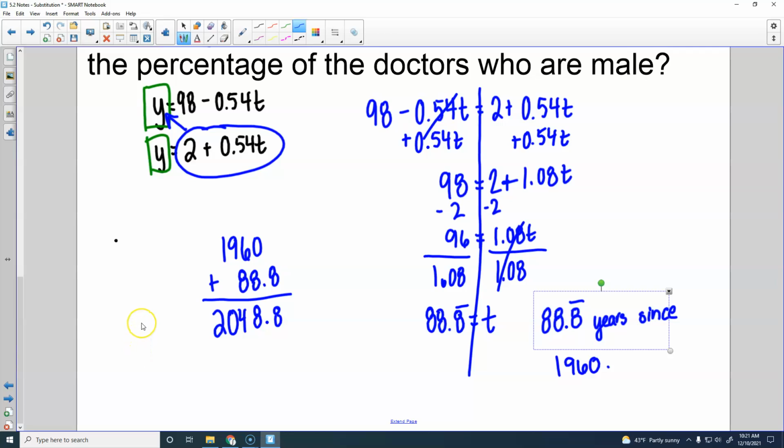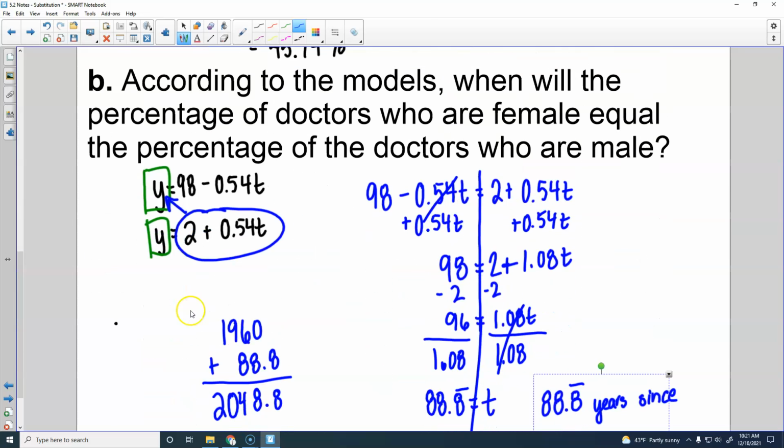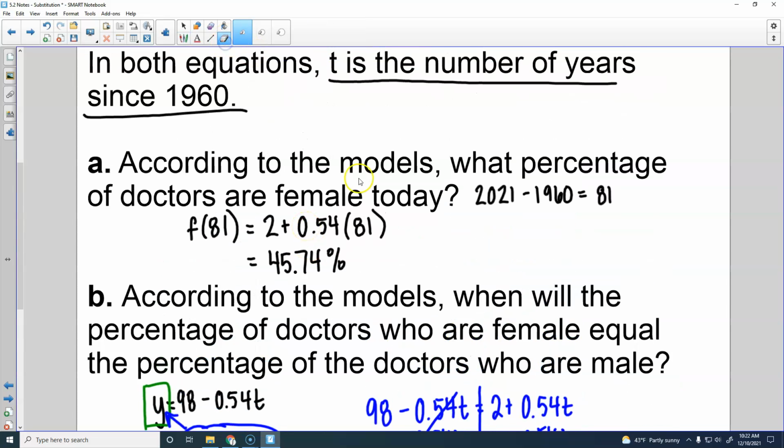I think I messed up back here. I'm going to let you guys see if you figure out what I did wrong on part A. This one's fine. I messed up on part A. It should have been 61 years, not 81. I was subtracting that in my head and did not do it correctly. Yeah, you need to stop me on that. I realized once I got this answer, I was like, oh, 88.8 is too far away. I subtracted that incorrectly. So that should have been 61 right there. Let's go back and correct this.